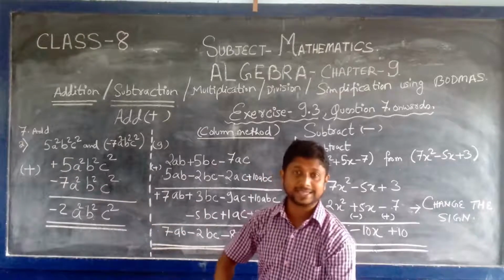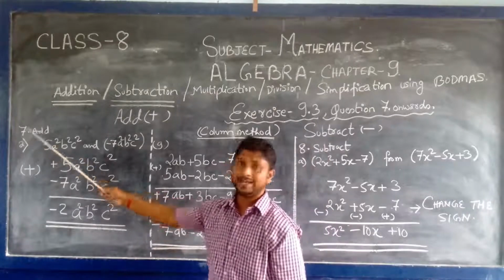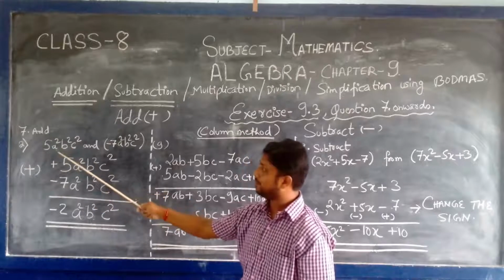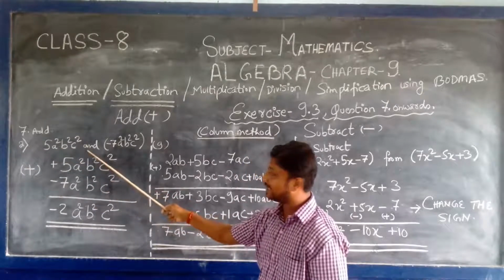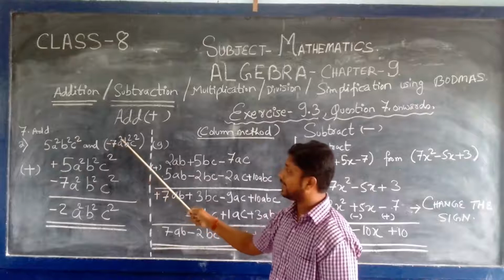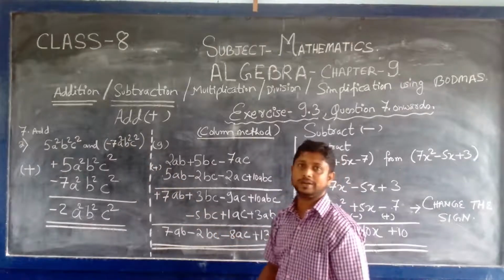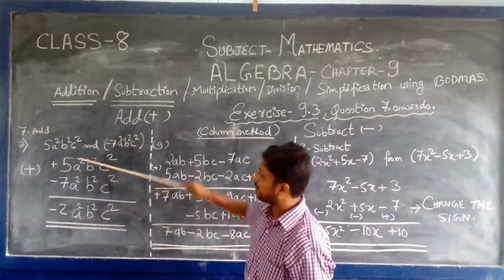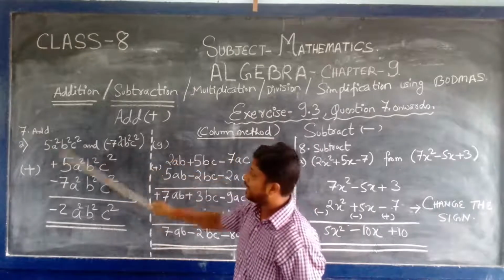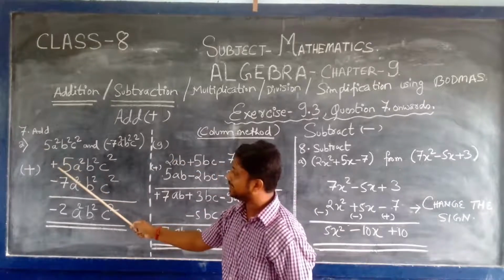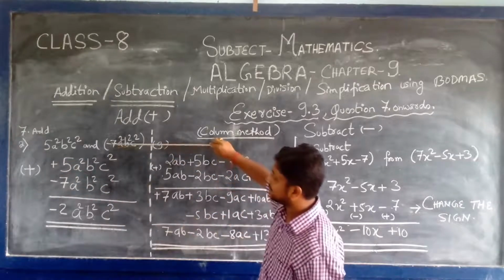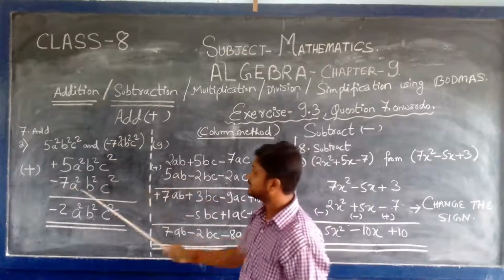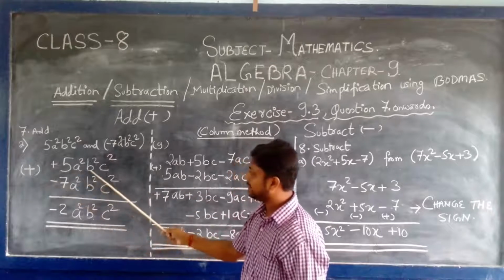From your page 150, exercise 9.1, question number 7, add. What does it say? Add 5a square b square c square and minus 7a square b square c square. So what is to be done? Using the primitive method, write 5a square b square c square on the first line or the top line. As you know, 5 does not have any sign, so I put it as plus. And the second algebraic number, I write it in the second line. That is minus 7a square b square c square.